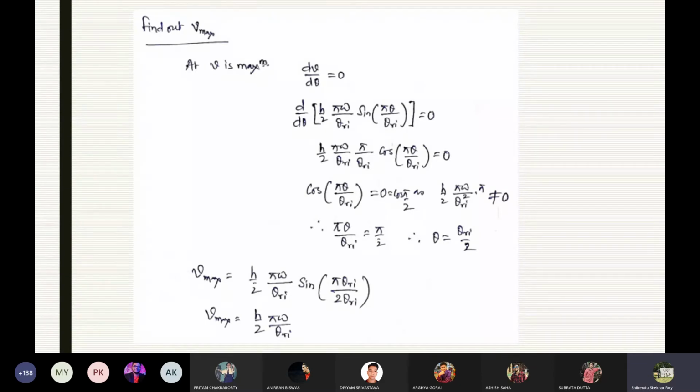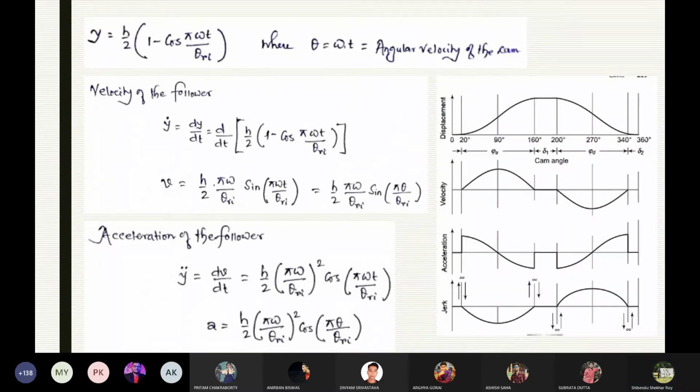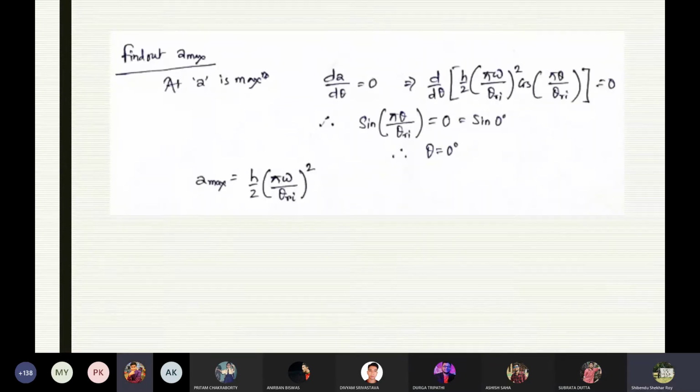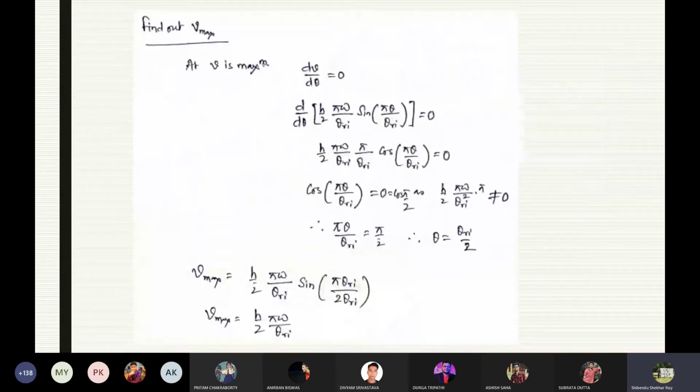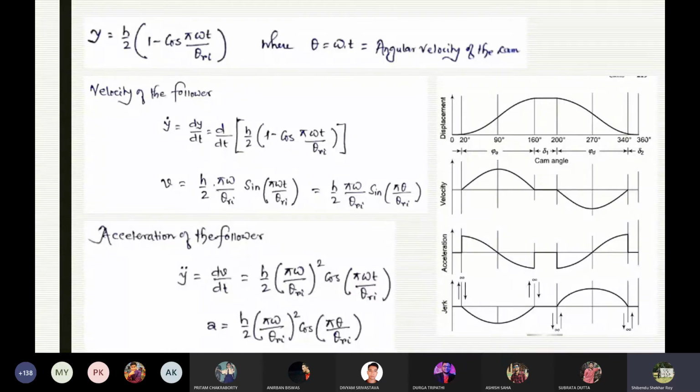Similarly, where is the acceleration maximum? How will you find out? Where jerk is 0. That means you just set dA/dθ equals 0. Yes, sir. So where a is the maximum, dA/dθ equals 0. Differentiate your acceleration equation with respect to theta and equate it to 0, and you will get theta equals 0. And you also found at the beginning that acceleration is maximum here.